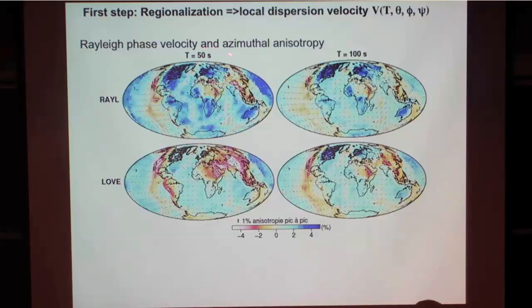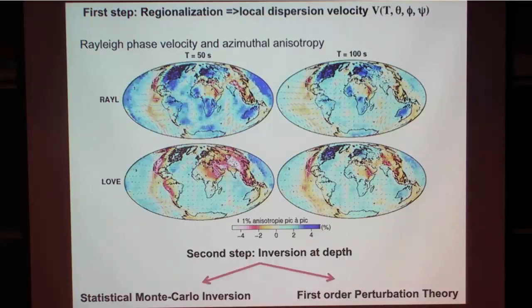We also plot here the orientation of the azimuthal anisotropy at the surface of the Earth. And when we have the different maps, we can do the inversion at depth, and we use the two different techniques I mentioned. We did a statistical Monte Carlo inversion, and we did a first order perturbation theory. And I will show the results for both of them.